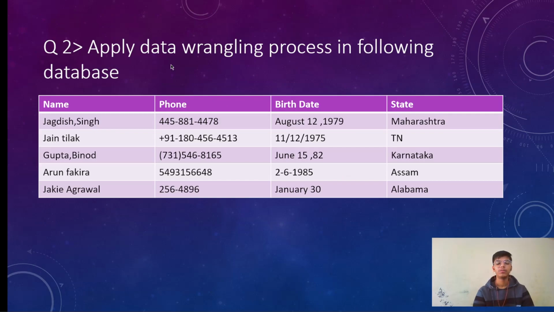Now, in the second question, we will have to apply the data type process to the following data set. So we have been given a data set here. You can see that every name is in a different order. Some names have their surname before their original name, and some are using commas. There are also different formats of phone number. Same with birthday. Also, some states are using their abbreviation.